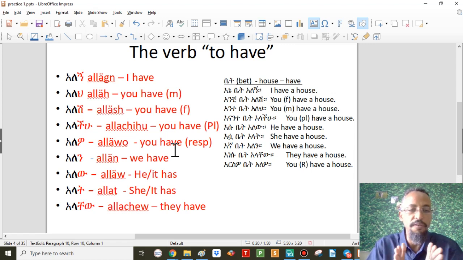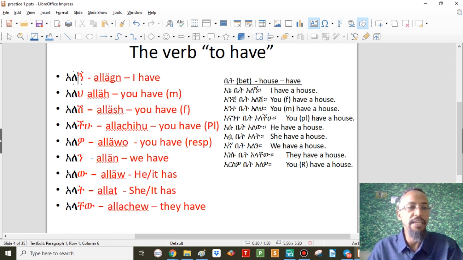I will just focus on the verb to have as conjugated with the subject personal pronouns like I, you, he, she, it, we, they, as we know in English. So here it goes. This is how you write them in the Amharic alphabet.